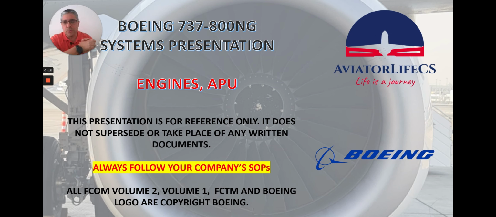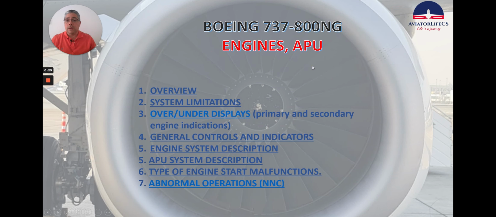Today, as promised, we'll continue reviewing the 737 NG systems, and we will be talking for the next series of videos about engines and APU. What we are going to review today is system overview, system limitations, and over and under displays. We'll be talking about primary and secondary engine indications. We have a lot of things to talk about there, so please bear with me.